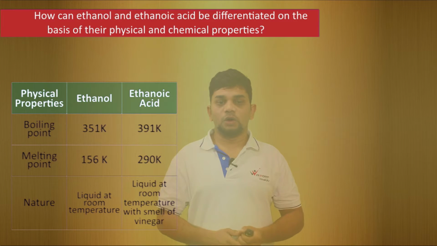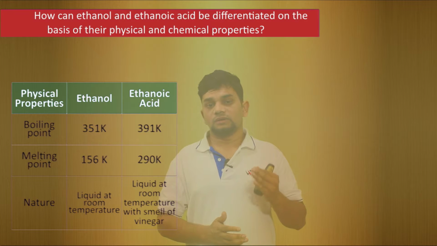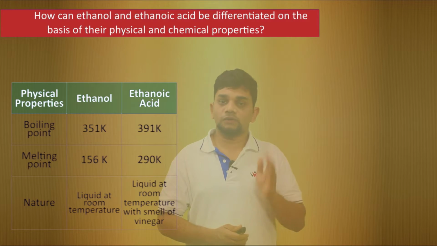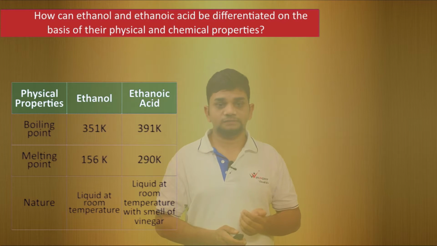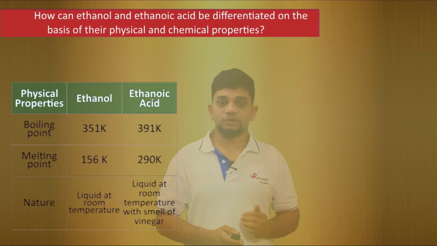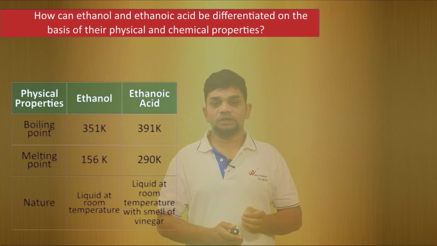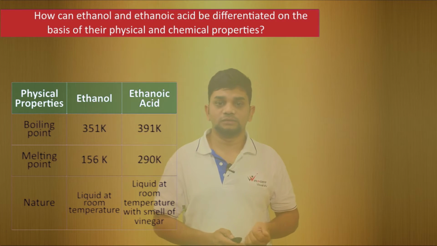Physical properties. Boiling point of ethanol is 351 Kelvin. Boiling point of ethanoic acid is 391 Kelvin. Melting point of ethanol is 156 Kelvin. Melting point of ethanoic acid is 290 Kelvin. Ethanoic acid is also known as glacial acetic acid because of this melting point. Nature: liquid at room temperature, with the smell of vinegar. Ethanoic acid has the smell of vinegar.